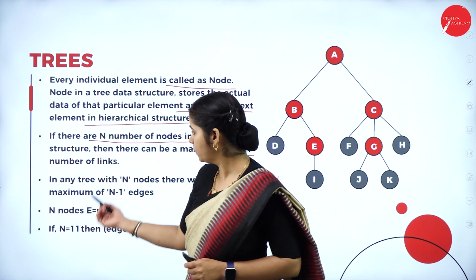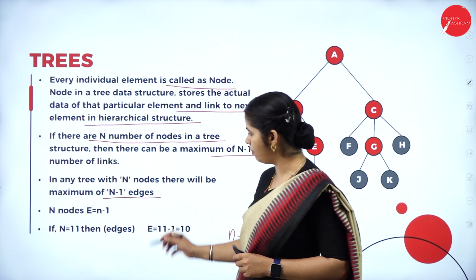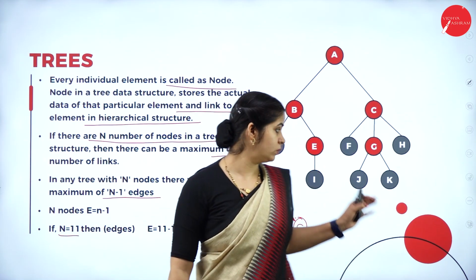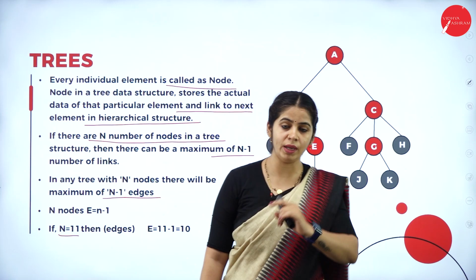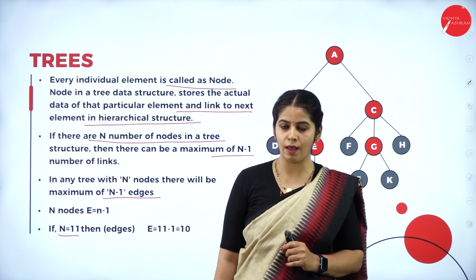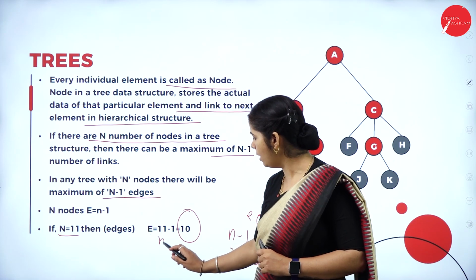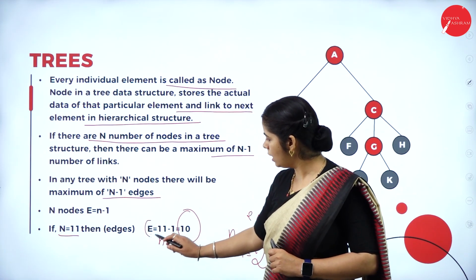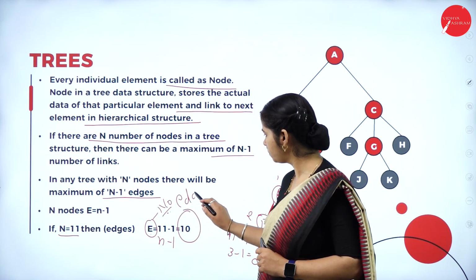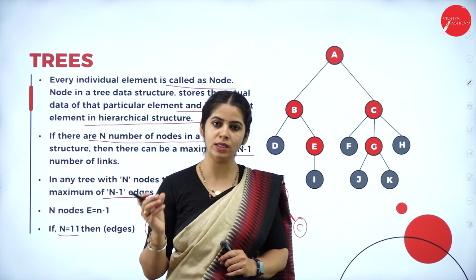Okay. Next, if any tree has n nodes, there will be a maximum of n minus 1 edges. Here they have given an example. If there are 11 nodes, then how many edges should be there? 11 minus 1. The n value is 11, so 10 edges should be there. How are we calculating? E is equal to n minus 1, where E is the number of edges. So that's how we are going to calculate. You now know what a node is and what an edge is.